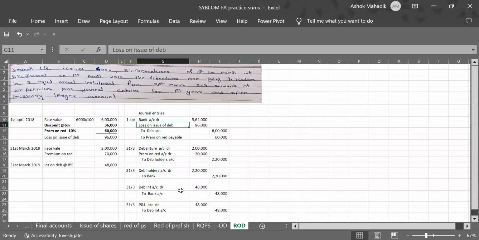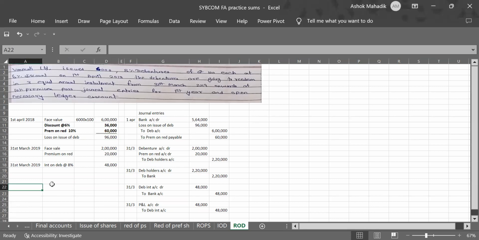So instead of premium we can say total loss, because the 36,000 discount is also to be written off and the 60,000 premium on redemption. So in total 96,000 we have to write off over a period of 3 years, because we are keeping these debentures for 3 years. You can use any logic to write this off, but the common logic applied for writing off this loss on debenture is the weighted average. I'll tell you what that is.